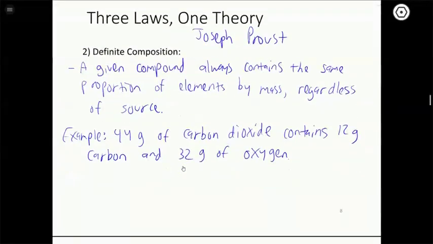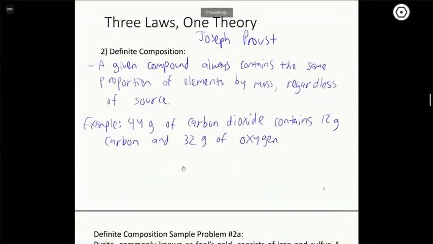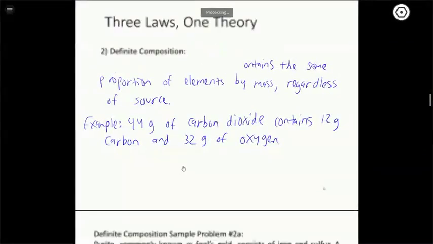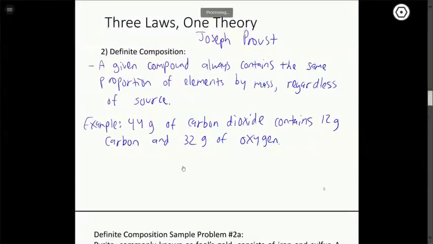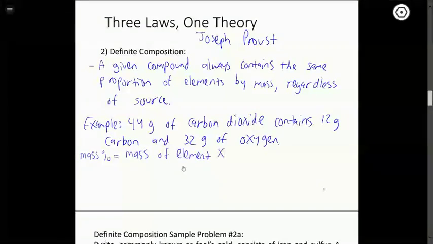Now, an important parameter that comes out of the law of definite composition is what we call mass percent. This is one common way of defining the composition of a compound, or at least the composition of one element in a compound. If we have a compound that contains multiple elements, the mass percent is defined as the mass of a given element, whichever one we're interested in, divided by the total mass of the compound.